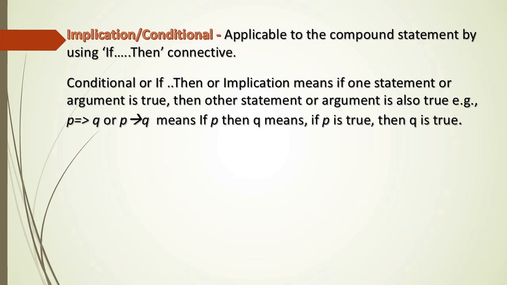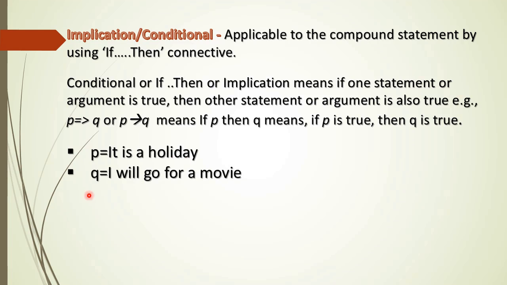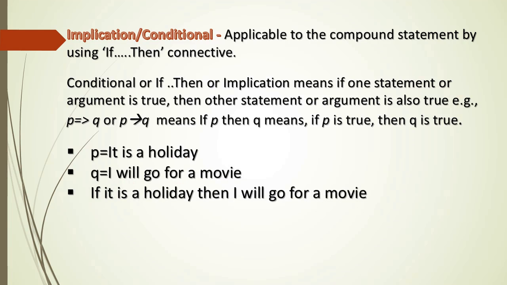Let us understand this implication with a few examples. We have propositions here. P denotes it is a holiday. Q denotes I will go for a movie. So if we use implication, we will write: if it is a holiday, then I will go for a movie. Now we need to note this: implication always begins with the if-then connective.